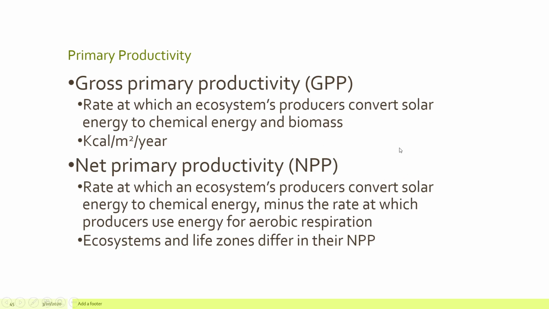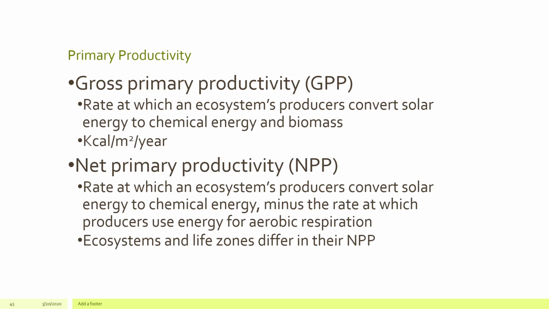The gross primary productivity is the rate at which an ecosystem's producers can convert solar energy to chemical energy and biomass. So when we think of productivity, we're thinking of producers, which hopefully makes sense. Producers are able to convert solar energy into chemical energy that we can then use or animals can use. Now we measure this in kilocalories per meter squared per year. So you can think if you took a meter squared area and looked at how many kilocalories were made in that area every year, that would be the GPP. So this is the total amount that's made.